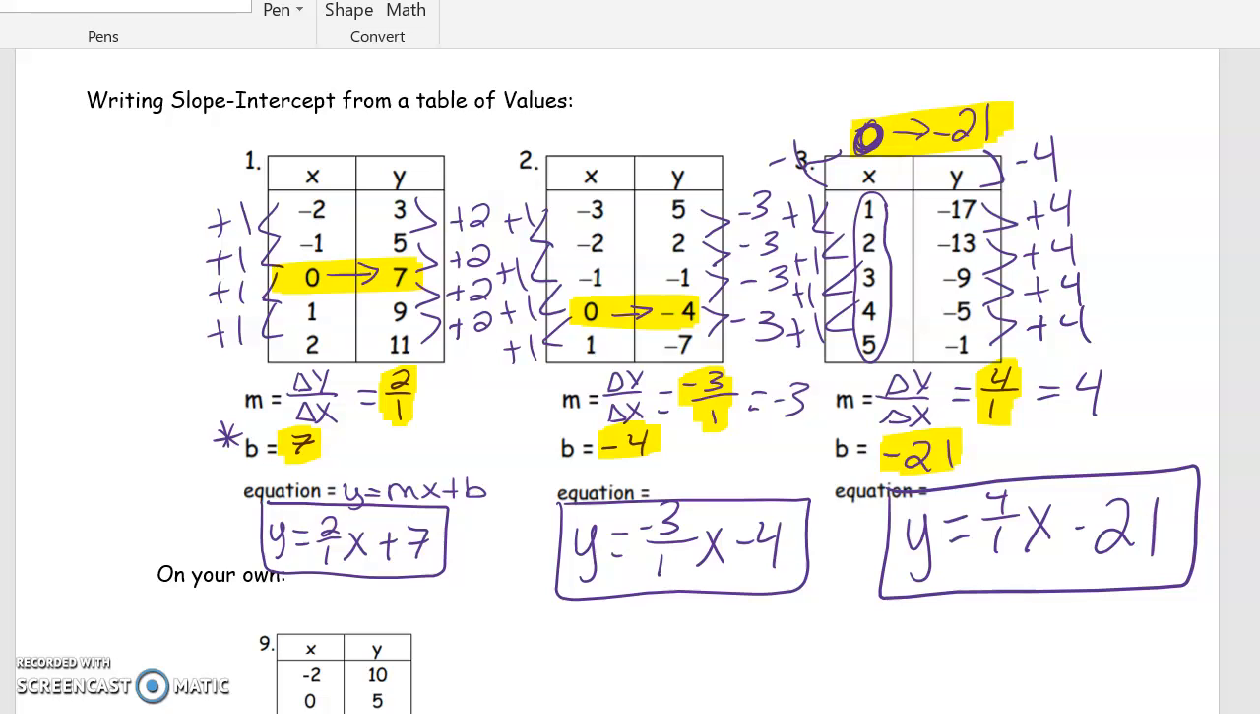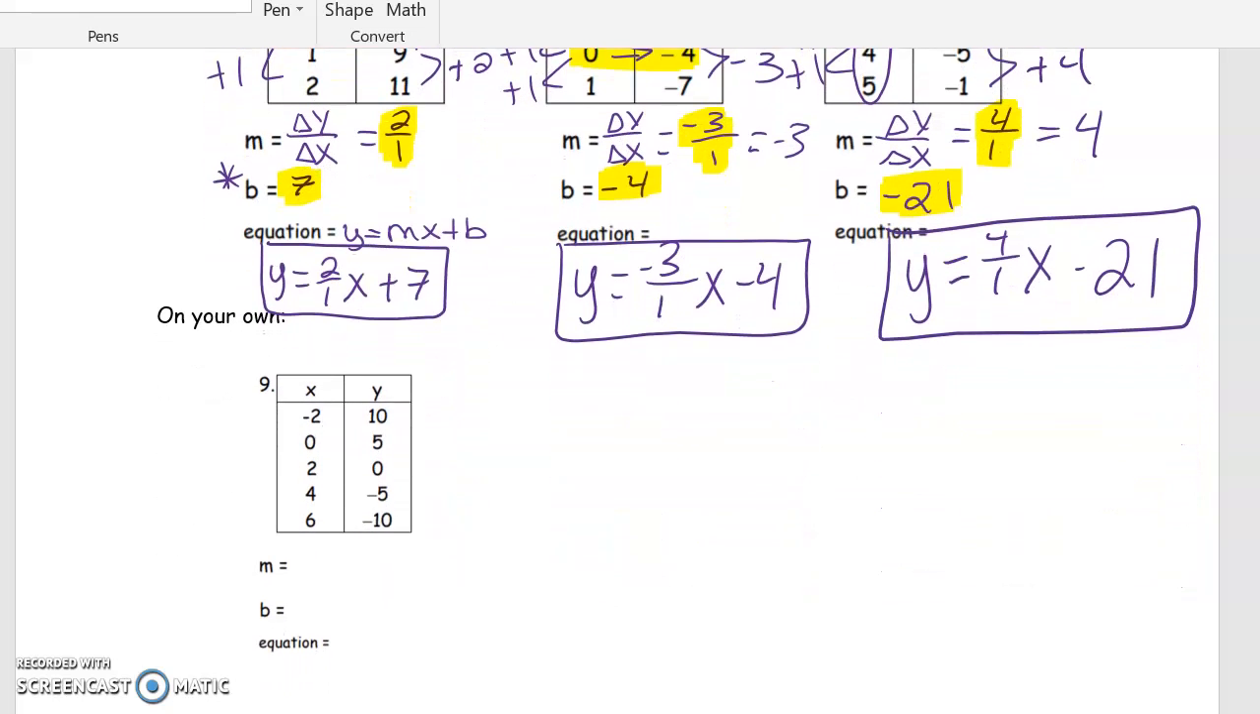All right, so the last thing that you guys need to do is on your own here, I want you to identify the m, identify the b, and the equation in Edpuzzle for me.